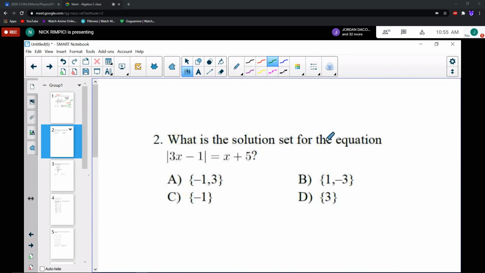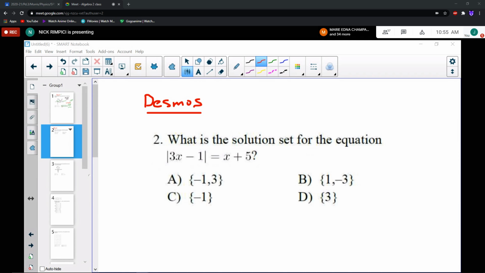What is the solution set for the equation? This is an absolute value equation, and we can use Desmos to solve it if we want. We absolutely can. How do I know when this function, this picture, equals this picture? What will it look like? Anybody have any ideas? If I'm going to do a graphical solution, what is it I'm looking for? It's going to look the same.